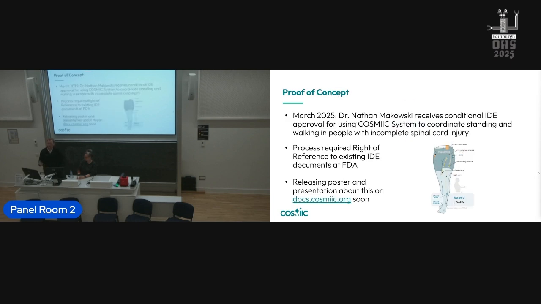Our first proof of concept of getting other people an IDE, or allowing them to get themselves an IDE, is Dr. Nathan Mikowski, who is also in Cleveland, where we're based out of, and he received a conditional approval for now using the system to coordinate walking. So he'll be controlling muscles through both limbs and the core to help someone with an incomplete spinal cord injury walk and stand again. This was a heavily involved process for them, as well as for the Cosmic headquarters in getting them the information that they needed to get this approval. And we'll be releasing some information on that soon.